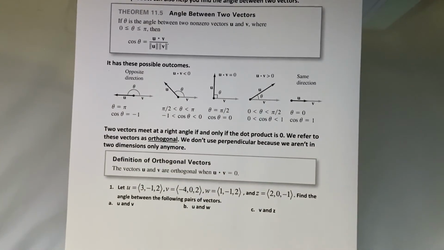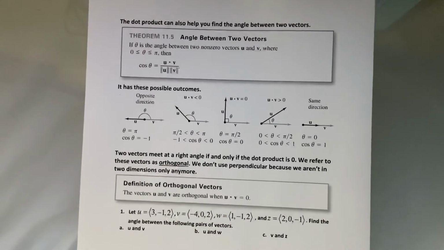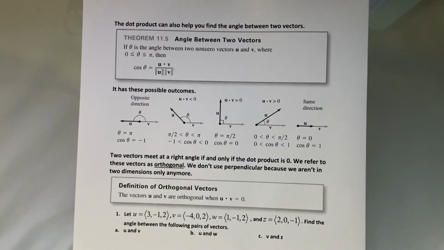Okay, so the dot product can also help you find the angle between two vectors. If theta is the angle between two non-zero vectors, where 0 is less than theta, which is less than pi, because pi is the greatest angle between two of them, because once you get to 180 degrees between two of them, you start shrinking the angle on the other side. Cosine theta equals u dot v over the length of u times the length of v.